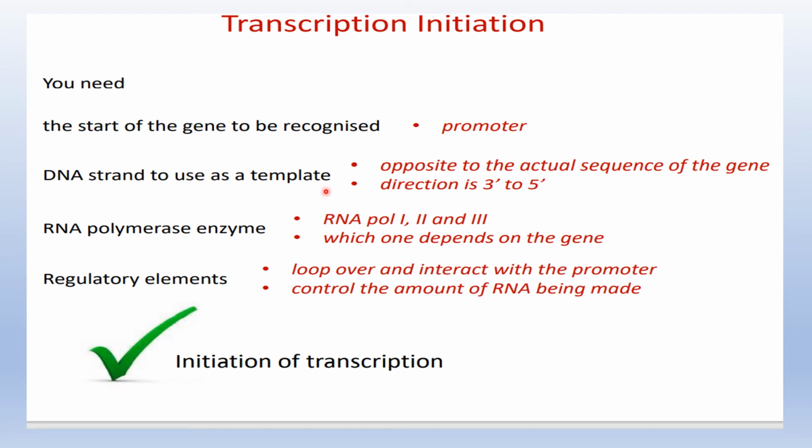What do we need for transcription initiation? We need a promoter site, the start of the gene, to be recognized, and we need a DNA template, which is opposite to the actual sequence of the gene, and it is in 3 to 5 prime direction. And we need the RNA polymerase enzyme, RNA polymerase 1, 2, and 3, depending on the gene, and the regulatory elements loop over and interact with the promoter and control the amount of RNA being made.